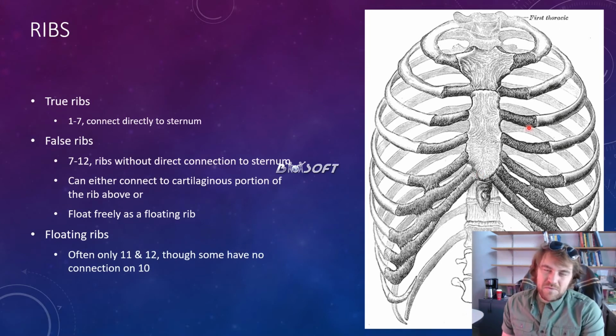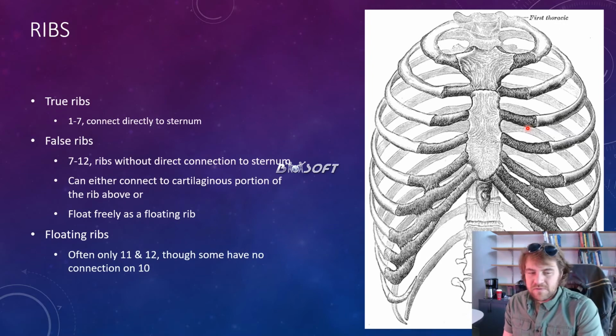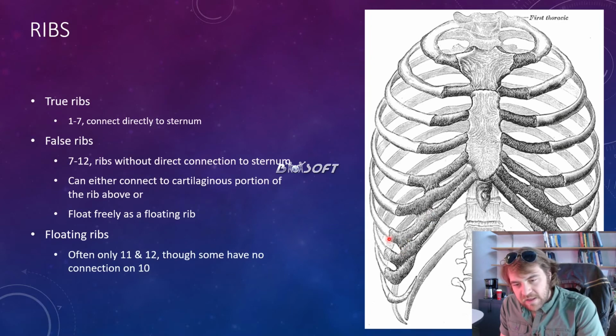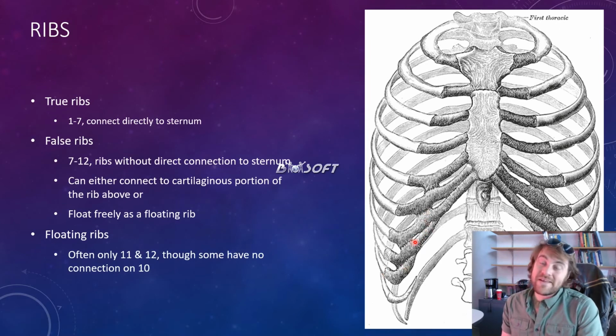This says 7 through 12. It's actually 8 through 12. Those are the false ribs. You're going to have 2 different types, right? So false ribs, like I say, 8 through 12. But some of those, 8 through 10, are going to connect to rib 7 right here. They just kind of come up and connect to the cartilaginous portion of the rib above. And then 11 and 12 are floating ribs. They don't connect to anything.